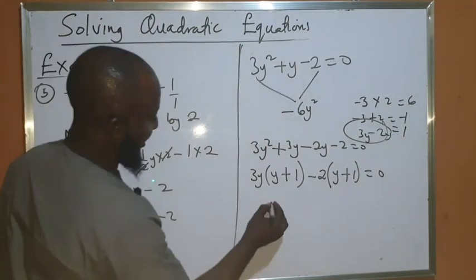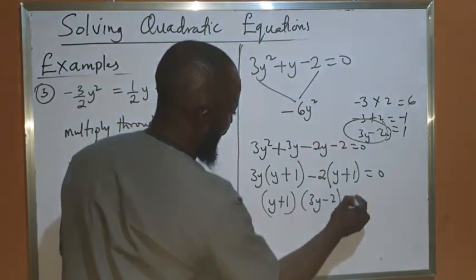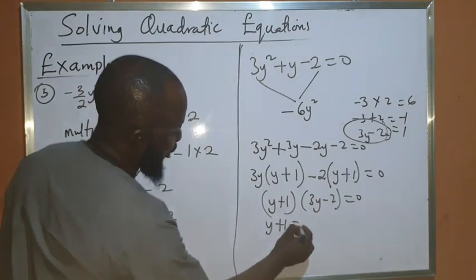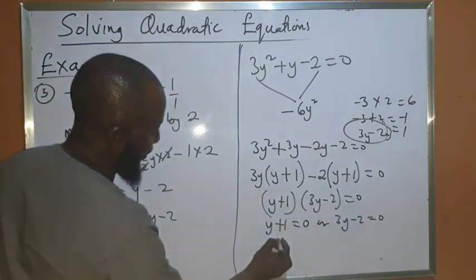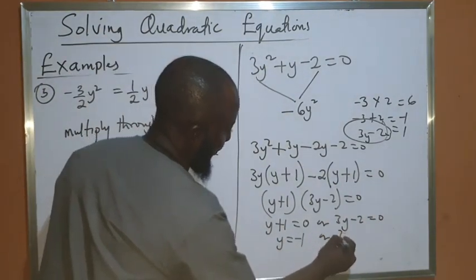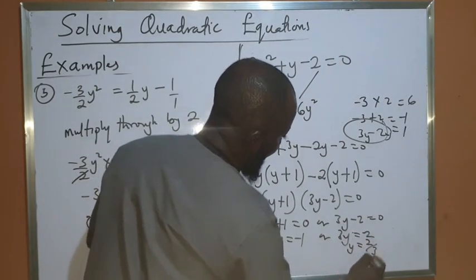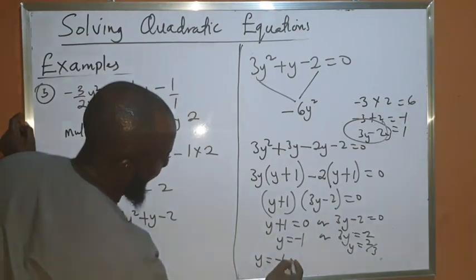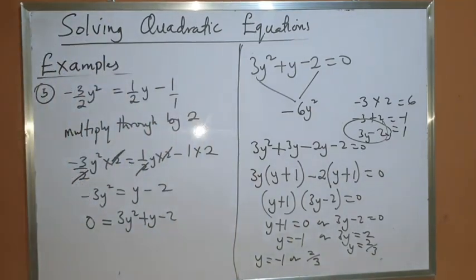So from here now we can then have y plus 1 into bracket, then 3y minus 2 equals to 0. So from here we can equate y plus 1 equals to 0, or 3y minus 2 equals to 0. So this is y equals to minus 1, and this one is 3y equals to 2. Therefore y equals to 2 all over 3. Is this very clear, right? So that means the value of y equals to minus 1 or 2 all over 3. So that is that on this one.